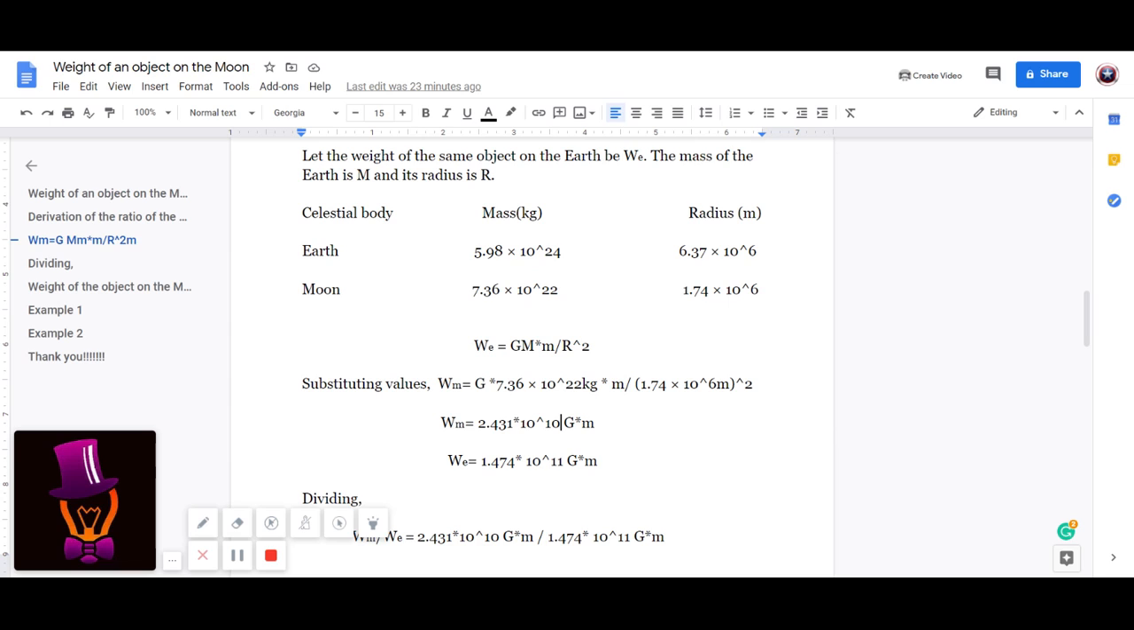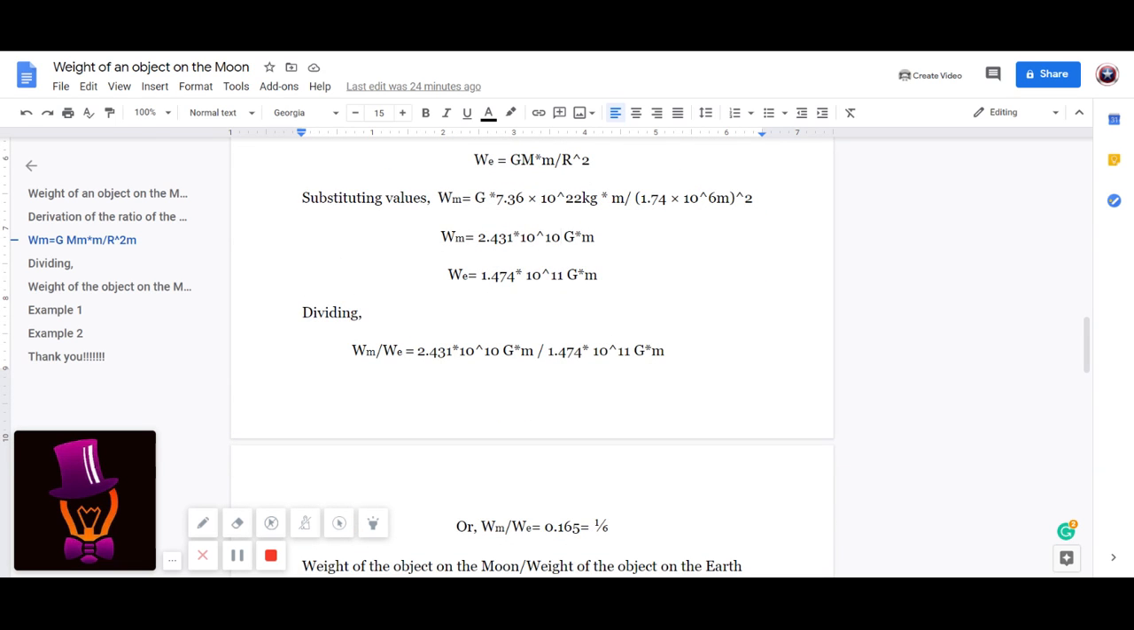So the weight of the moon, we get it as 2.431 into 10 to the power 10, capital G into the mass of the random object. WE is equal to 1.474 into 10 to the power 11, capital G into the mass of the random object.